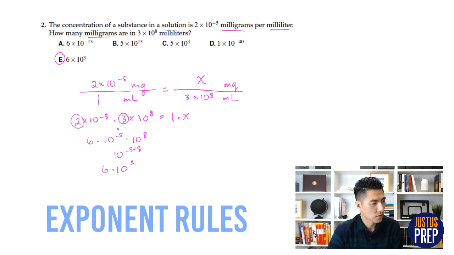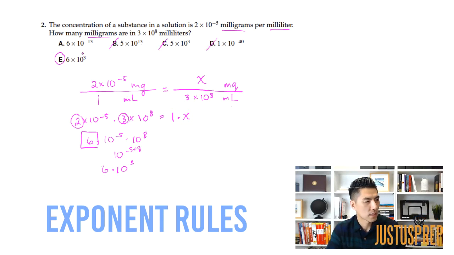Before we solve this, we could have looked at the answer choices. Once we got here at the 6, we could have looked at the answer choices to see, oh, that's not a 6. That's not a 6. That's not a 6. The only 6's are right here. Then we would look at what the difference is between these two. This is 10 to the negative 13th and 10 to the 3rd.